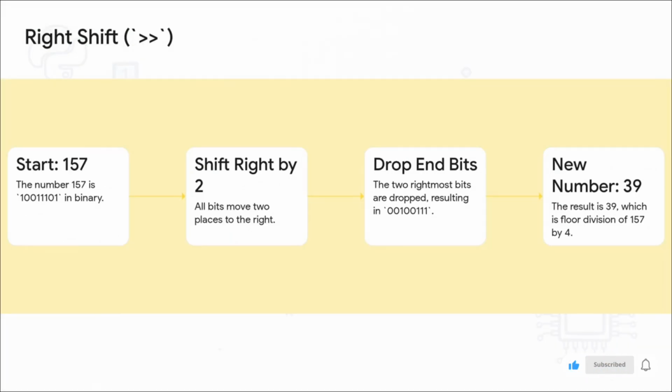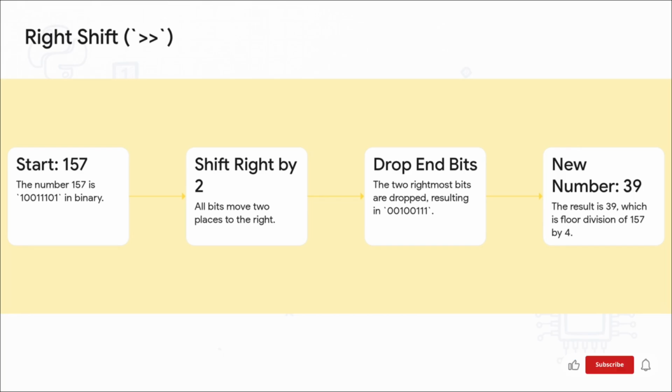And you can probably guess what right shift does, the exact opposite. If we shift 157 to the right by 2 places, the bits move over, and whatever falls off the end just gets chopped off. The result is 39. And what's that? It's the same as doing integer division of 157 by 4. So the big takeaway here is that these shift operators are basically hyper-efficient shortcuts for multiplication and division by powers of 2.